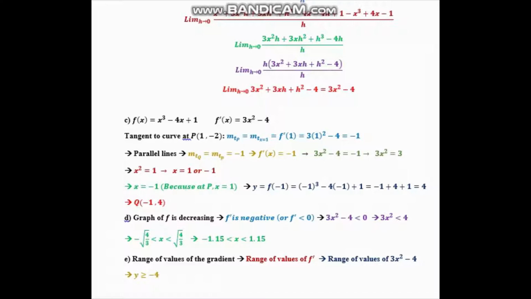Finally, the range of values of the gradient is the range of values of f dash, which is this function. Since x squared is 0 or more, hence this function is negative 4 or more.